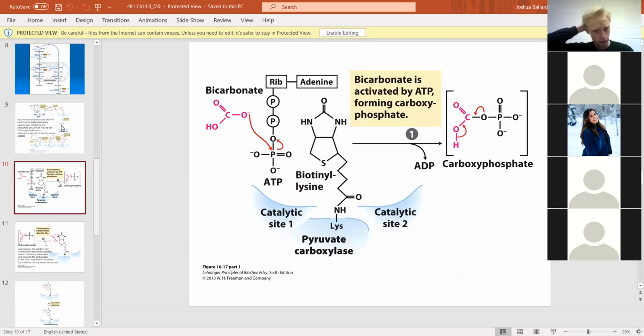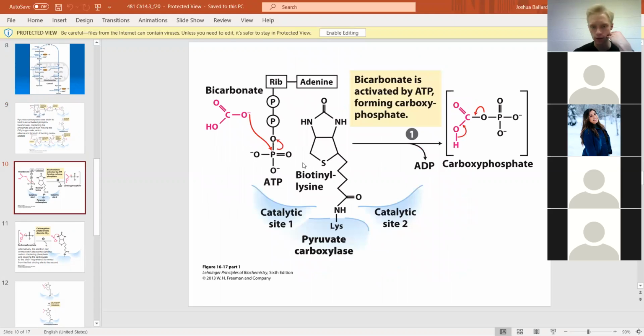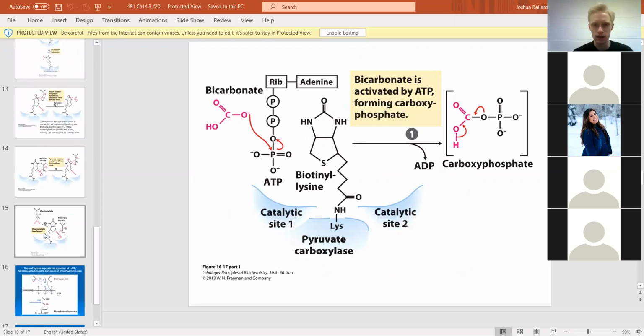So in converting, pyruvate carboxylase uses biotin to bind the bicarbonate. And this is just the formation of oxaloacetate from pyruvate in the mitochondria. In order for oxaloacetate to form, it uses biotin and this bicarbonate reaction here. It uses ATP in order for this to happen. So I believe that's all you need to know for that case.